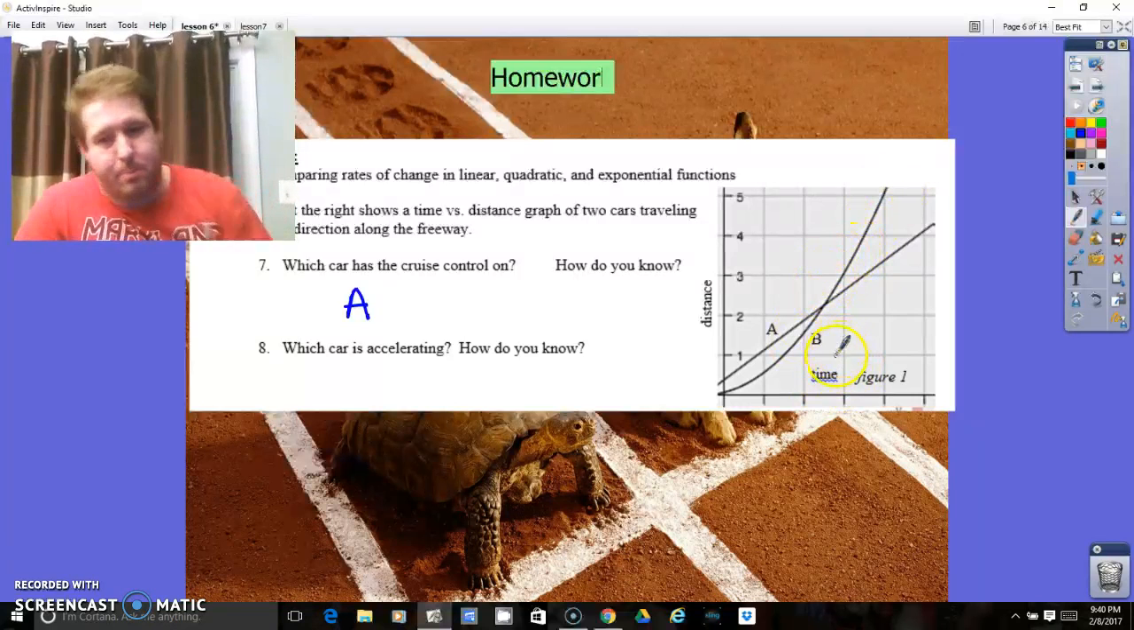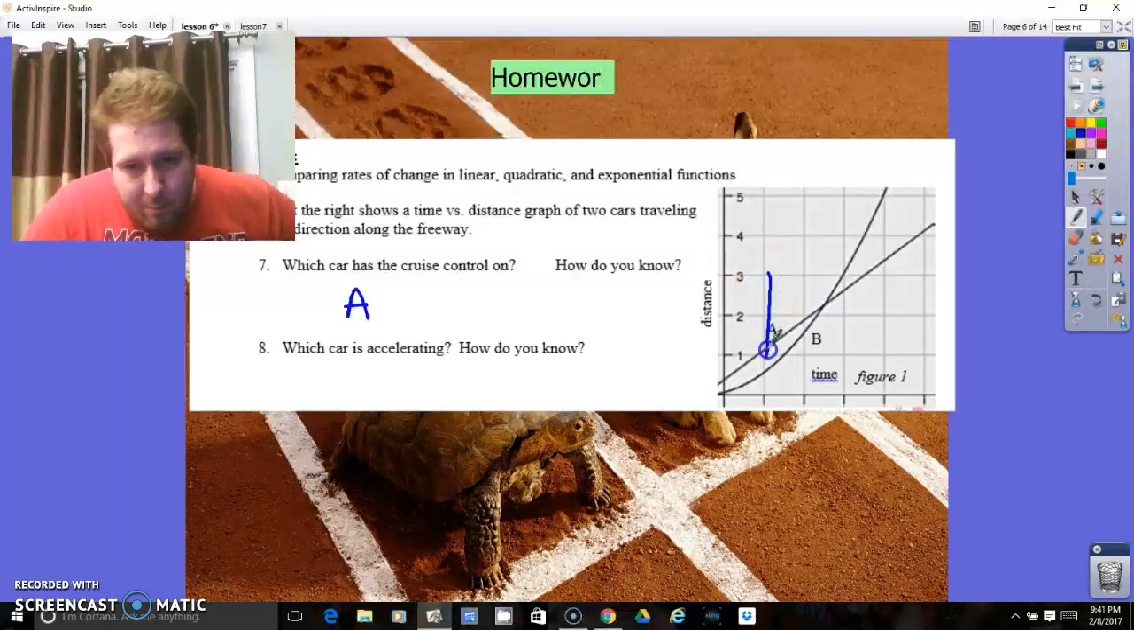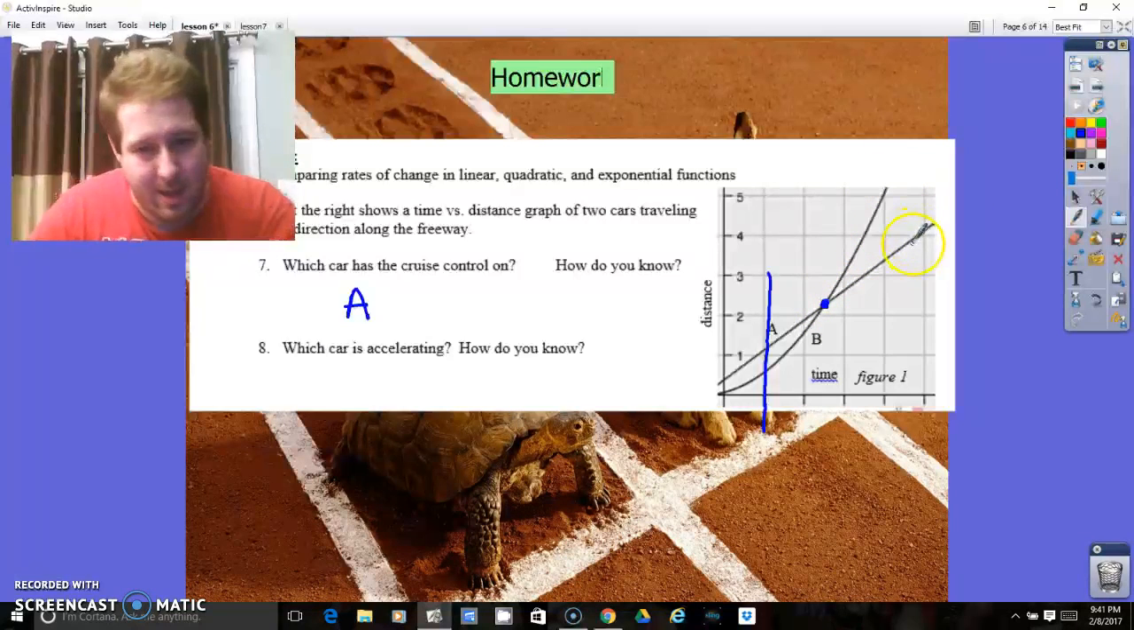All right, so that was quite easy. So basically in the beginning, A had a greater rate of change until about right here. You can see A goes up a little bit faster from here to here, but then from here to here, B goes up faster, and then they're exactly the same, and then B is going up faster for the rest of till infinity, I guess.